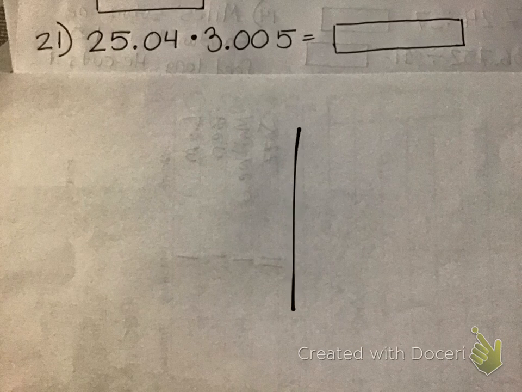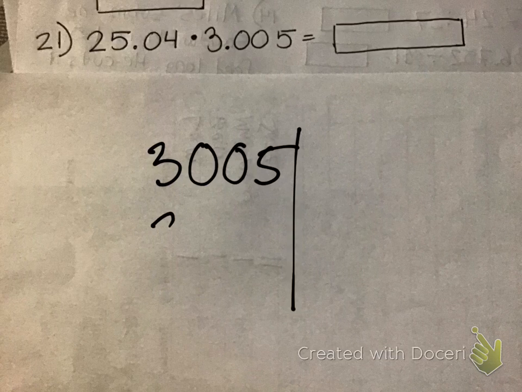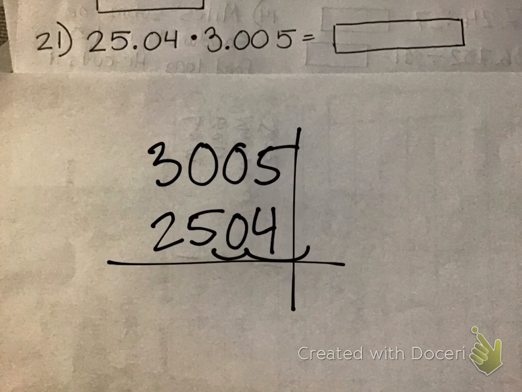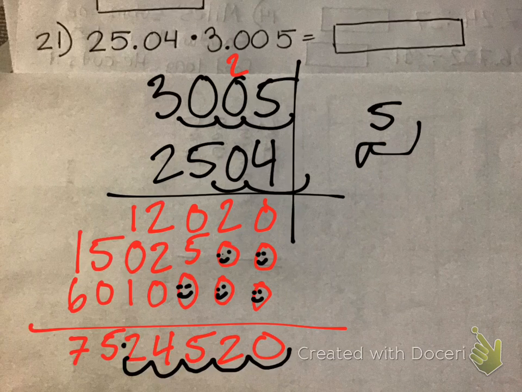We just make sure we line up to the right. I always like to choose the one that has more numbers to go on the top. However, they both have the same. So, I'm just going to do 3005, 2504. I moved this one over 1, 2. I moved this one over 1, 2, 3. In the end, I'm going to move it back 5 places. So do this on your paper and then move the decimal back 5 places.